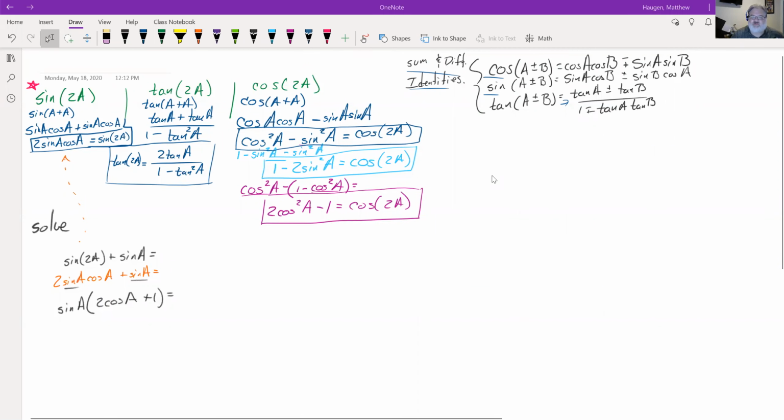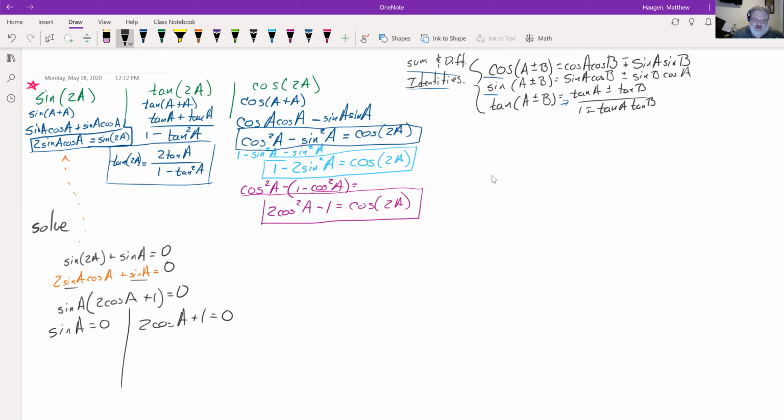We could do it if it was set equal to other stuff. I just don't think that's necessarily what we need right now. So then sine A is equal to 0, and 2 cosine A plus 1 is equal to 0. And those turn into nice equations from 7.3 that way. So we'd have A is 0 and anything coterminal to 0, or A is pi and anything coterminal to pi, which means actually we could combine those into 0 plus k pi.